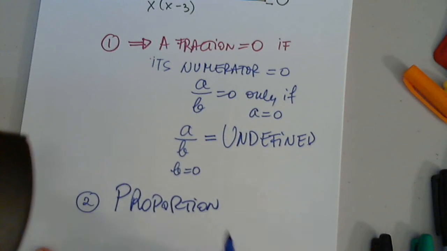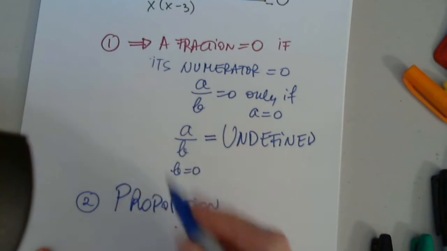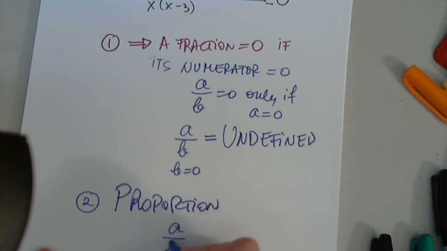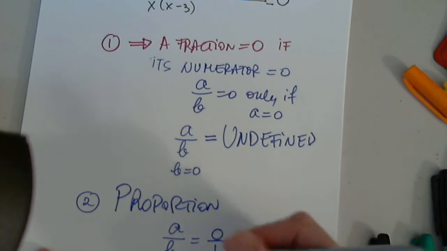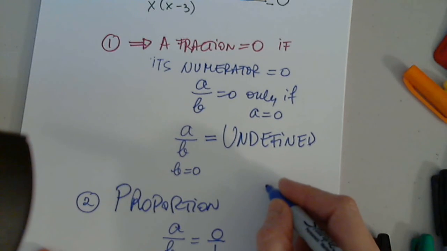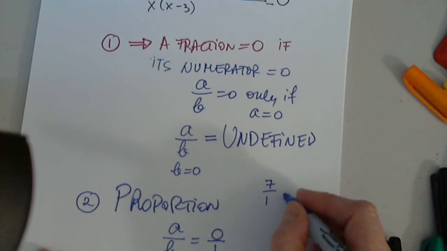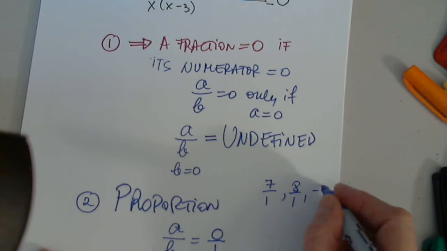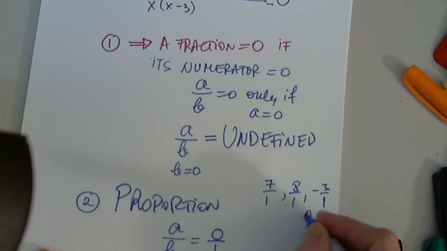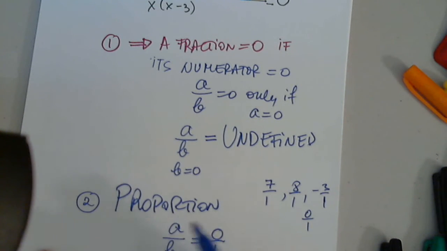What does that mean? I have on the left-hand side whatever at the top and whatever in the denominator. And I can write 0 over 1 because anything can be written over 1. 0 over 1, 7 over 1, 8 over 1, -3 over 1, they're all the same. What a proportion means is that we can cross multiply.